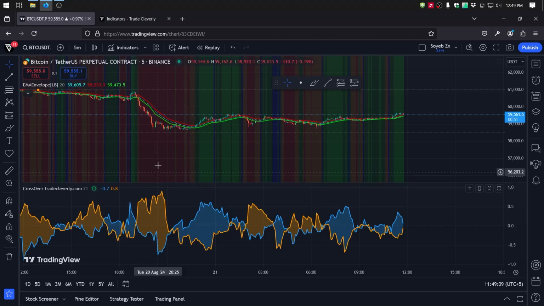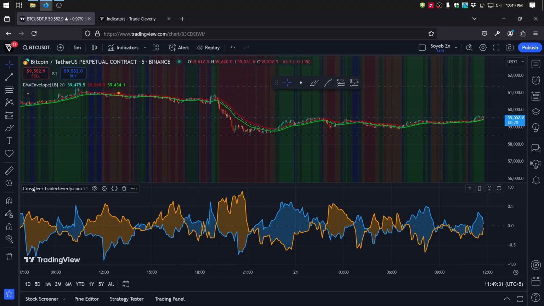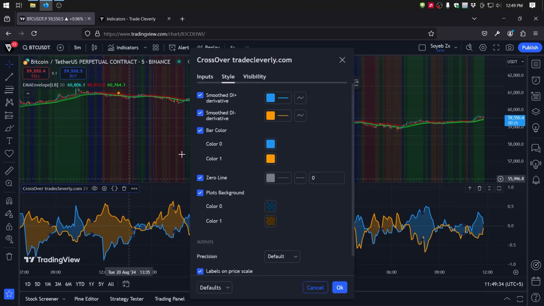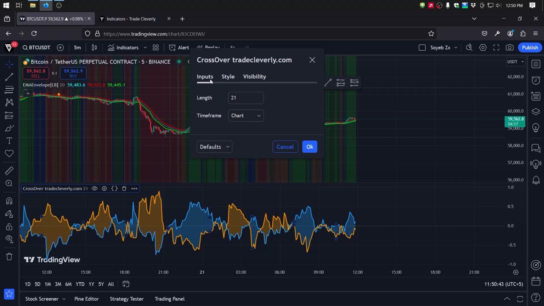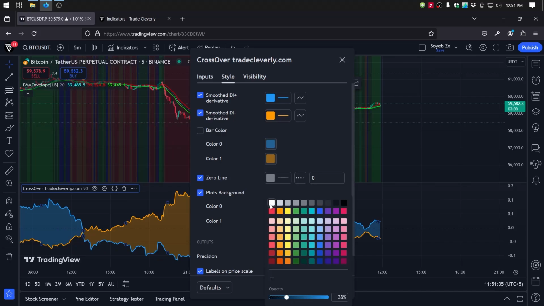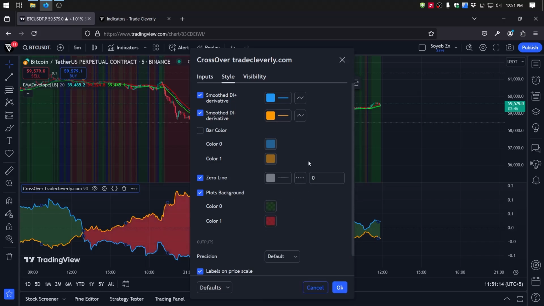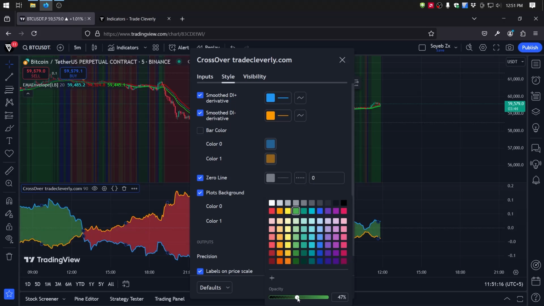So now I have to change some settings for better understanding, and first go with our Crossover indicator, and from style I don't need the bar color, and from the input tab I want to change the length to 90, and from style I want to change the uptrend color to green and the downtrend color to red. Also I can increase the opacity for better understanding.